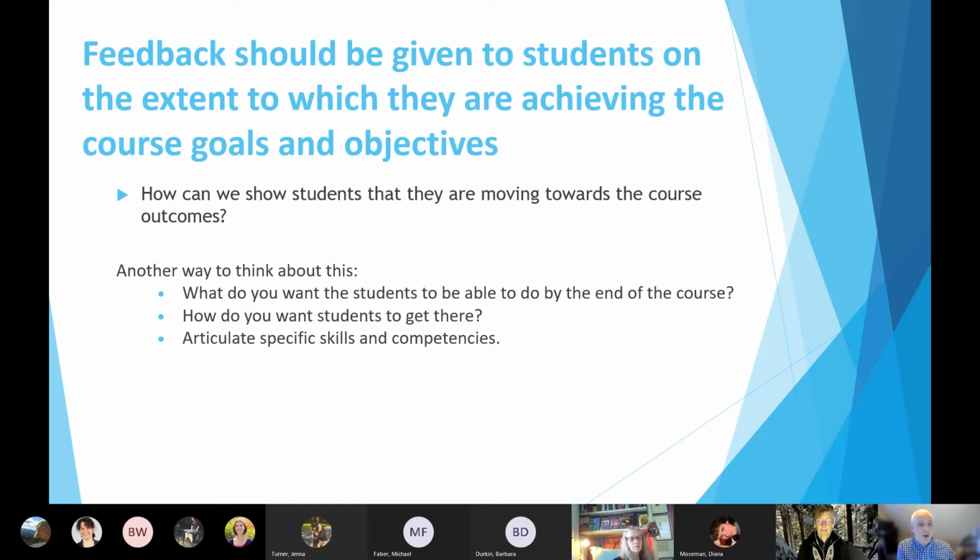And so that's been helpful to me to think about: if I want them to do this here, how do I get them along the way to get there? And what's the feedback they need so that they know by the end of the semester they'll have what they need?